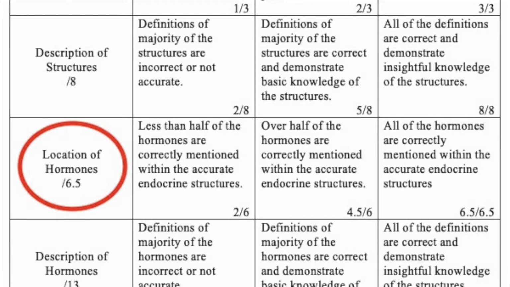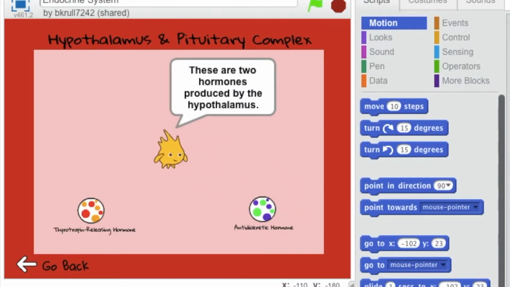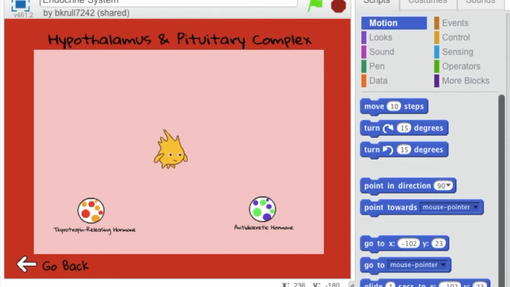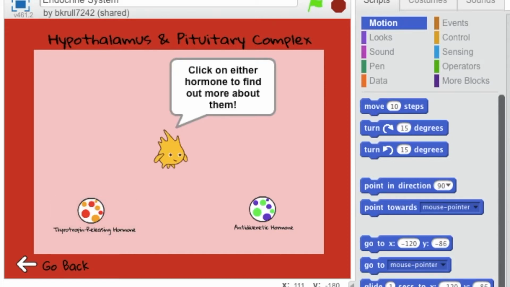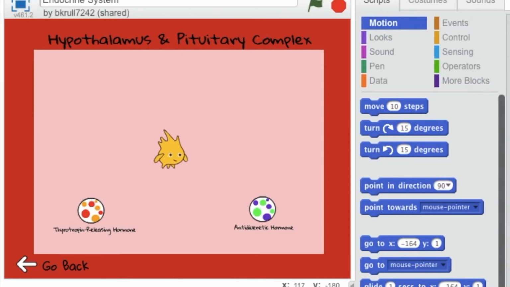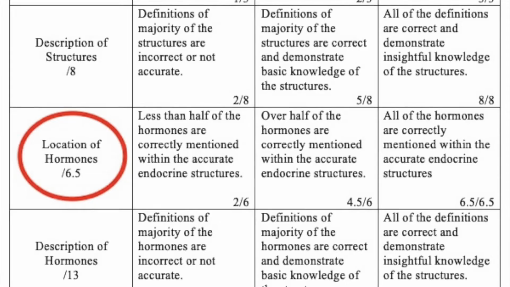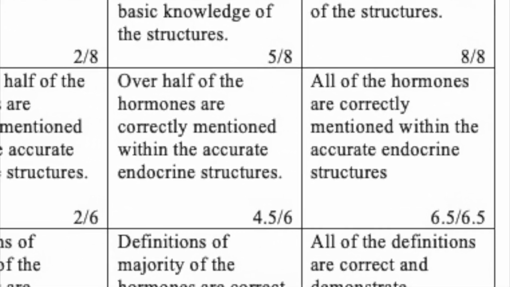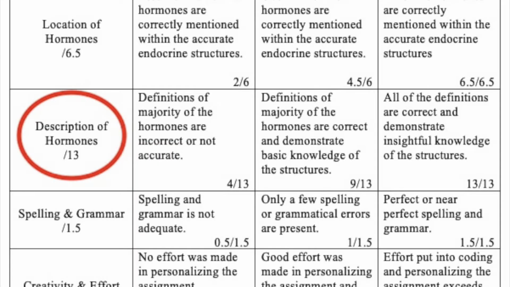In this next section of the rubric, I will be grading to see if the student mentions the correct hormones under its designated endocrine structure. For example, for the hypothalamus, out of the list, the student should mention the thyrotropin releasing hormone, or TRH, and the antidiuretic hormone, ADH, to get full marks. As you can see here, I have the 2 hormones mentioned under the hypothalamus endocrine structure, so I would get 100%.